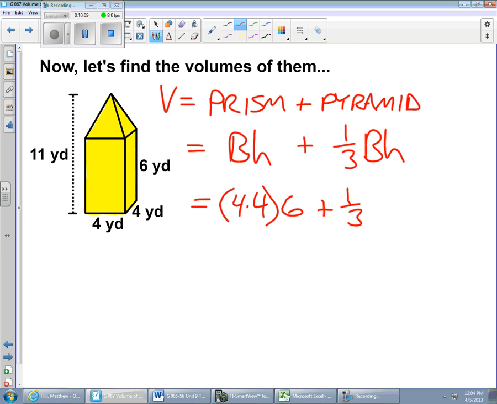Now we need to know big B for the pyramid. Big B is still the area of the base. With a pyramid, the base is simply the one side that is not a triangle, right? Look at the base. It would be the side that is sitting in between our pyramid and our prism. That's where they're kind of glued together, so that would be the base of that pyramid.